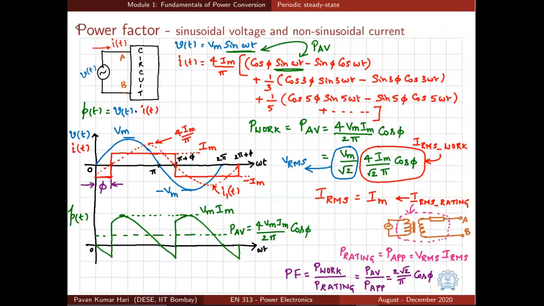However, since all the components contribute to the total RMS current which has to be supplied by the source, the input side equipment or the source has to be rated for IRMS total, and the total IRMS is simply Im because it's a square wave. So the power corresponding to the rating of source, which is the apparent power P APP, is equal to Vrms into IRMS, and the power factor is again the ratio of P work to P rating or P average to P apparent, which is given by 2 root 2 by pi times cos phi.